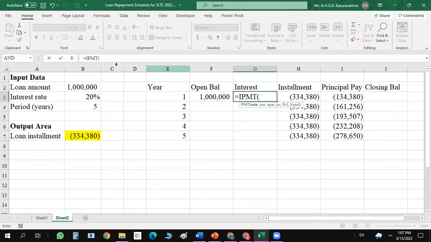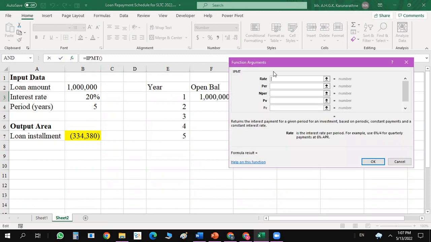Type we can leave blank. Right? We'll extend it like this. Rate is the interest rate and we'll make it absolute. And PER means the corresponding period. So we'll first compute the interest for year 1 and make it relative because we are going to drag that formula for the other periods. NPER means number of payments, number of periods, and make it constant.